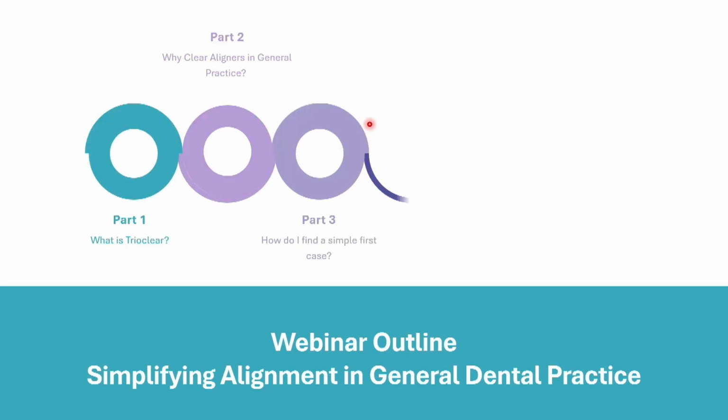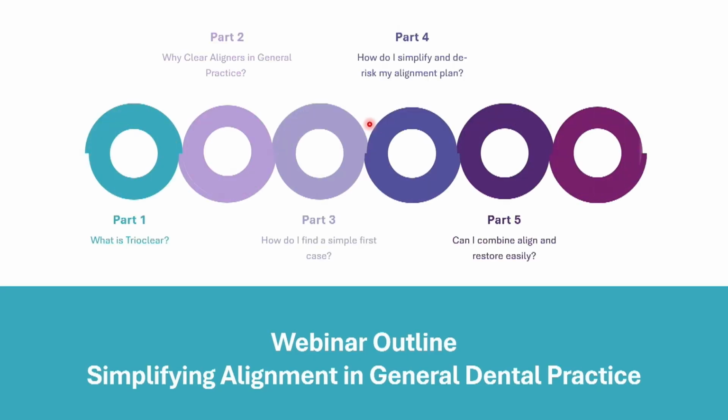Very briefly, this is an outline of the webinar this evening. We're going to talk about TrioClear and what the company is, just so that you know what our background is. Why should we be doing clear aligners in general dental practice and why it fits so well? How do I find a simple first case and what does that look like? How do I simplify and de-risk my alignment plan if that's needed? Can I combine align and restore easily? And then what next?